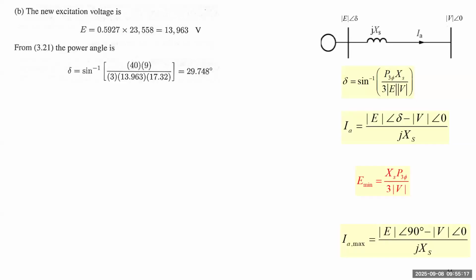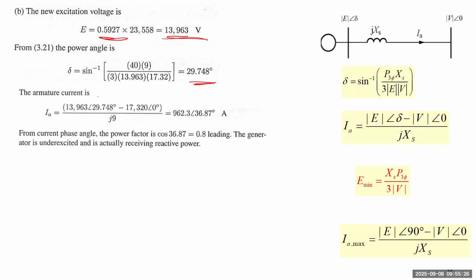The voltage is further reduced to 59% of the original value. So it becomes even smaller, and the angle becomes close to 30 degrees. And the current, this value, the angle becomes 36.87 degrees, which is a leading power factor because it's a positive sign. So it becomes 0.8 leading power factor.